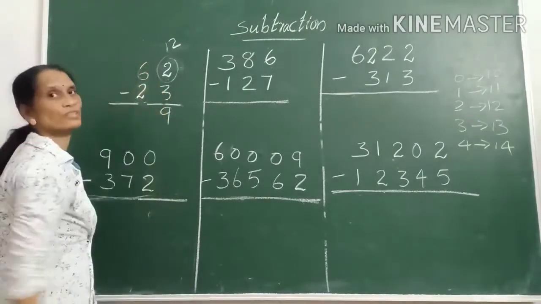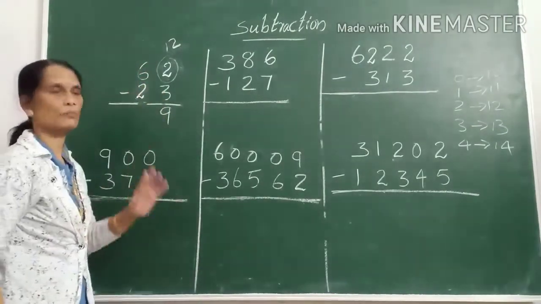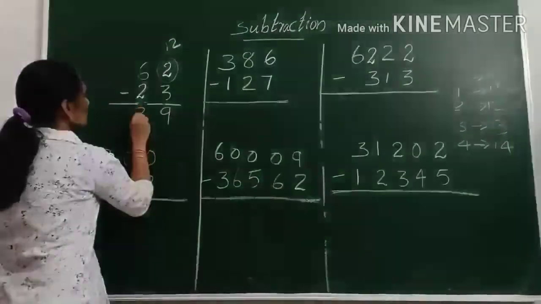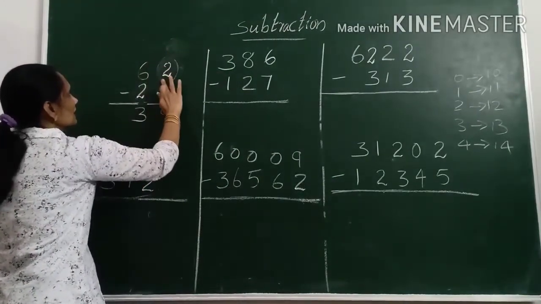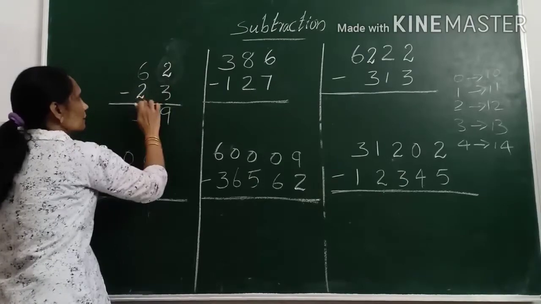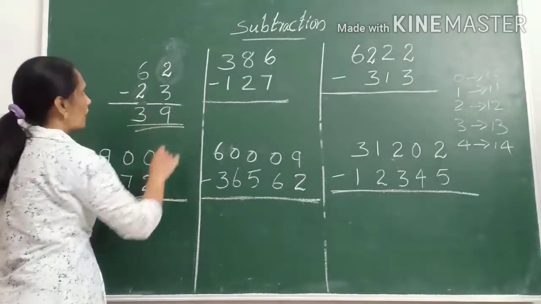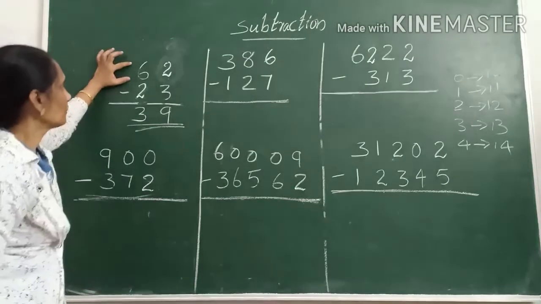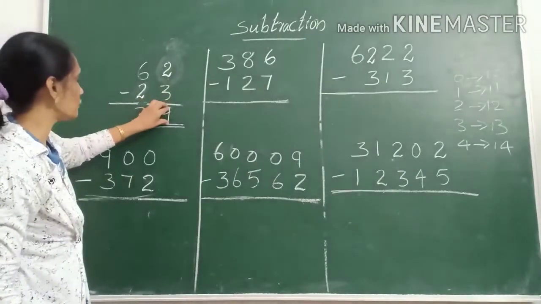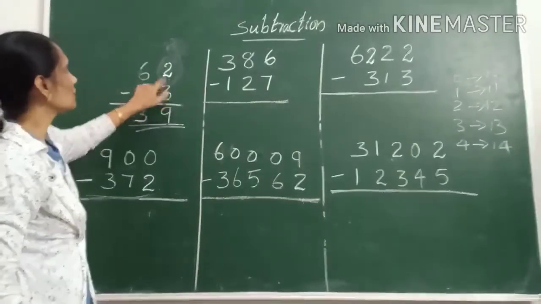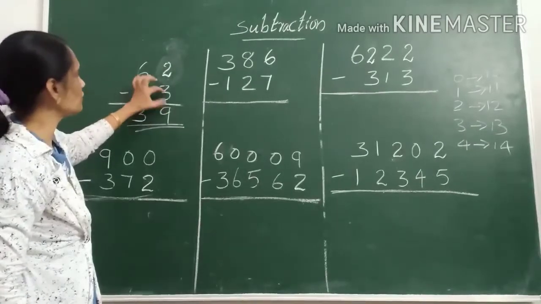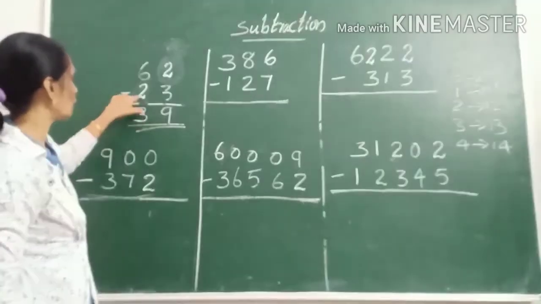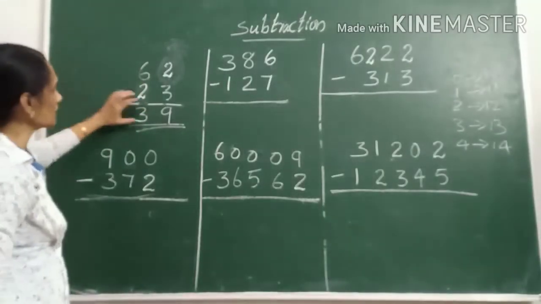So now, say the table of 3. 3 plus how much is 6? 3 plus 1, 4; 3 plus 2, 5; 3 plus 3 is 6. So, the answer is 39. When you add the subtrahend and the difference, you have to get the minuend. You can check your answer in that way, whether your answer is correct or wrong. 9 plus 3, how much? 12. Carry the 1: 3 plus 1, 4; 4 plus 2, 6. Right, you get it? You can check it like that also.